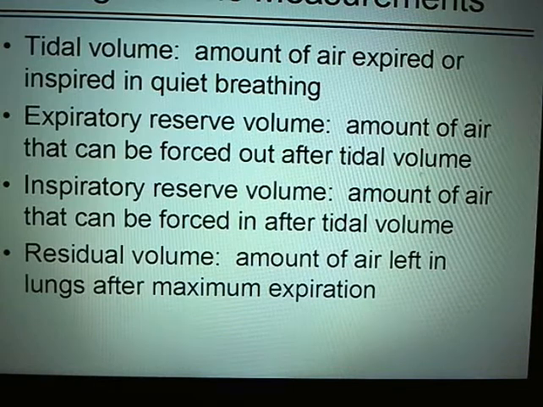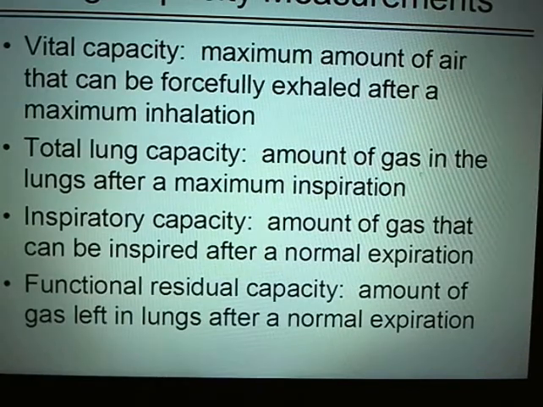Tidal volume, know these, is the amount of air expired on quiet breathing. Expiratory reserve is the amount of air that can be forced out after. Inspiratory reserve is the amount of air that can be forced in after tidal volume. Residual volume is the amount of air left in the lungs after maximum expiration. Again, that's a calculation, it can only be measured on autopsy.